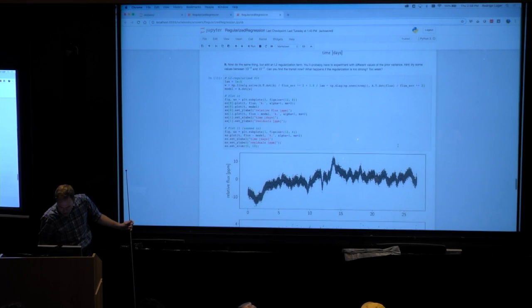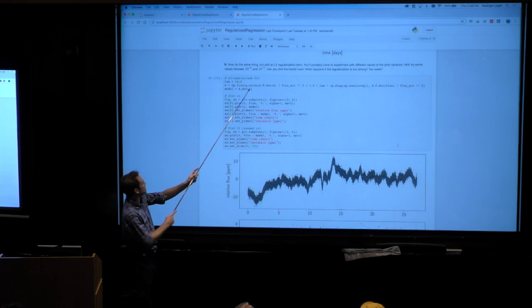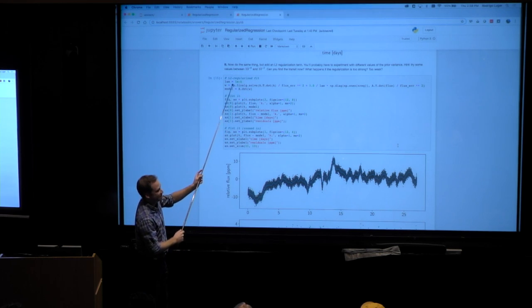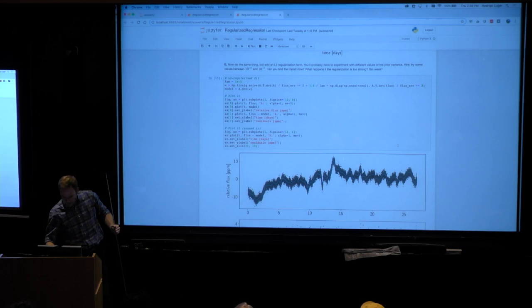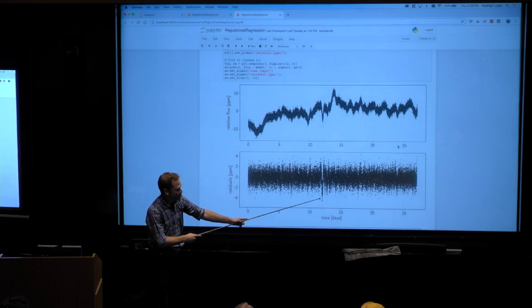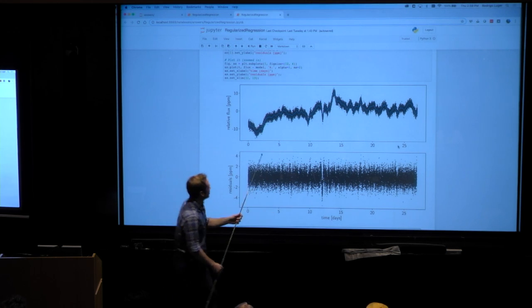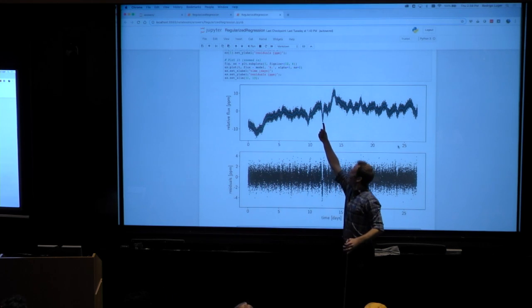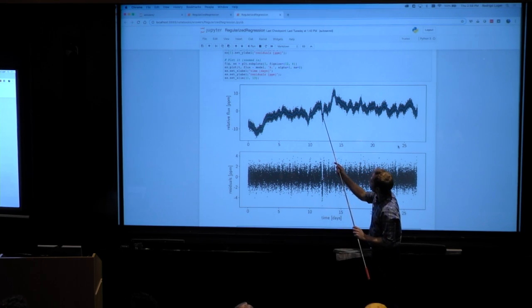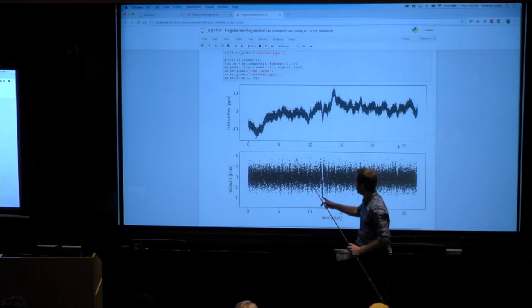But if you add an appropriate amount of regularization, and there's no right answer here, because this number is made up, but I use 10 to the minus 5 for lambda. And when I do that, we can see a feature stick out here. And the transit is, in fact, this thing right here, which you can see by eye, but you don't necessarily know it's a transit ahead of time. But you can see that the model is struggling to fit this data point.